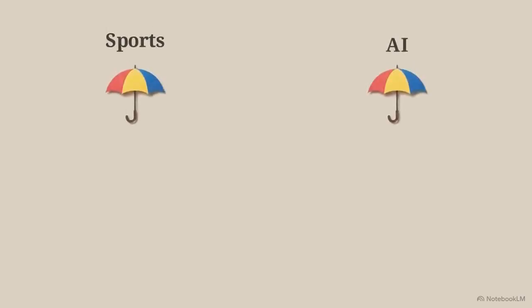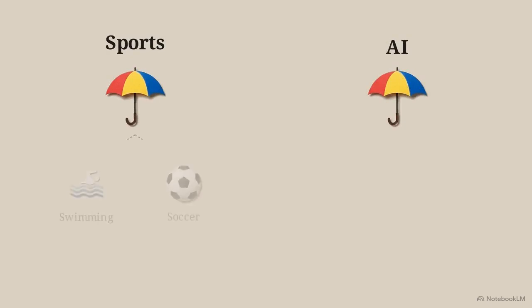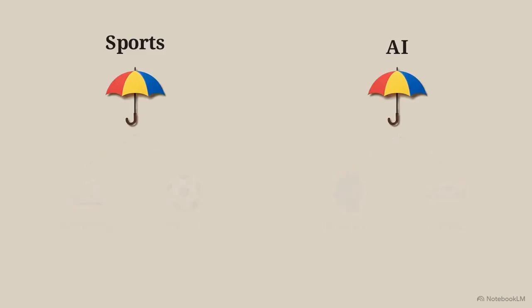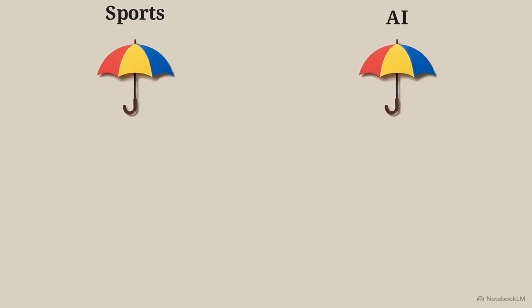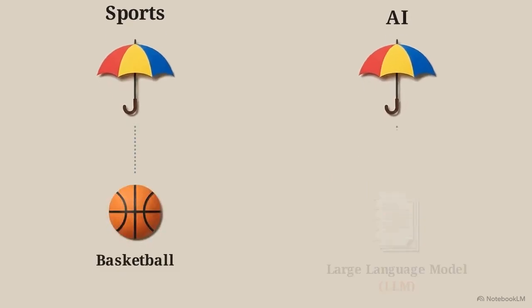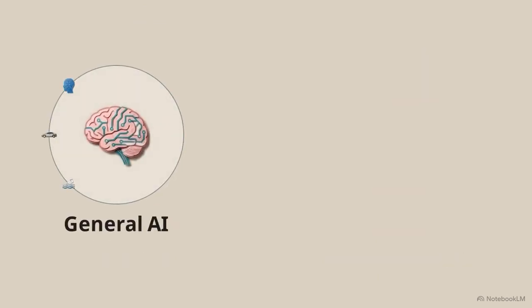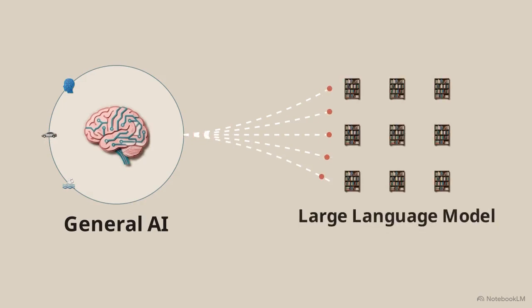This diagram uses the metaphor of an umbrella to define artificial intelligence. Just as sports covers everything from swimming to soccer, AI covers a range of tasks, from facial recognition to driving cars. Deep under that umbrella is a specialized activity. In the sports world, that is basketball. In the computer world, it is a large language model. The broader AI acts as a general problem-solving brain. The large language model is a giant library inside that brain, focused entirely on predicting words and sentences.